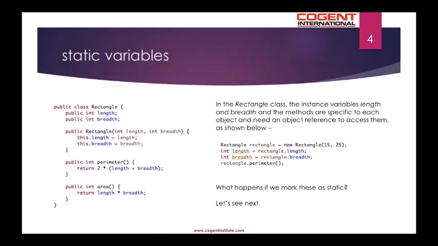In the rectangle class, the instance variables, length and breadth, and the methods are specific to each object and need an object reference to access them, as shown below. So we create an instance of rectangle using the parameterized constructor and pass the length and breadth arguments. To access the length and the breadth instance variables, we need the object reference. Similarly, we need the object reference to invoke the perimeter method. But what happens if we mark these as static? Let's see next.